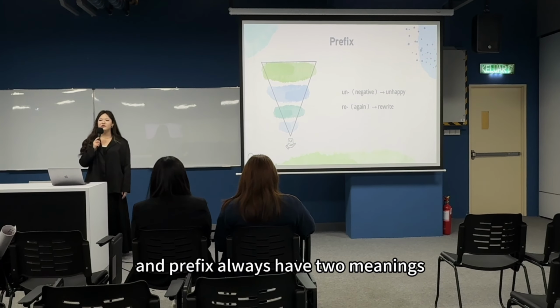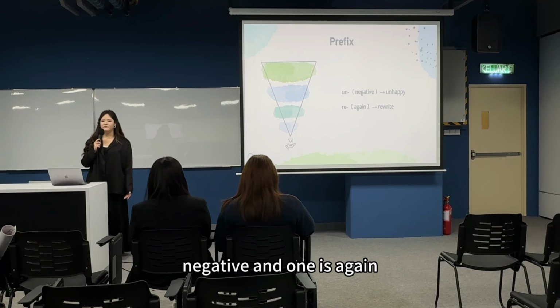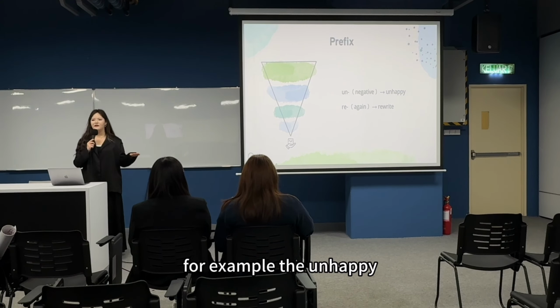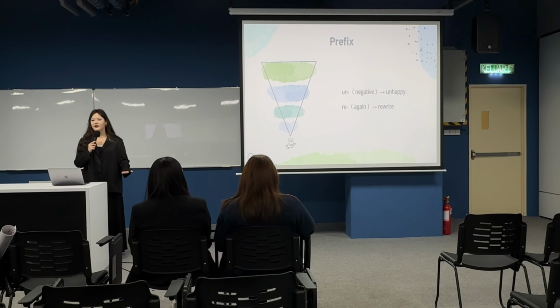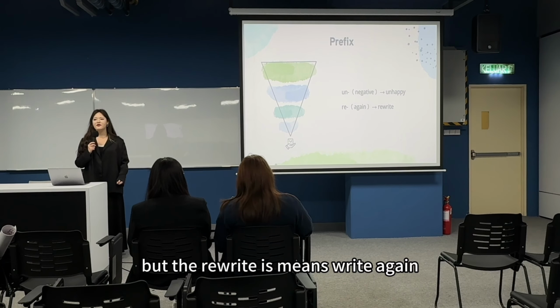Prefixes always have two meanings. One is negative and one is "again." For example, with "unhappy," "happy" means happy, and if you add the "un," it means not happy. And "rewrite": "write" means to write down, but "rewrite" means write again.